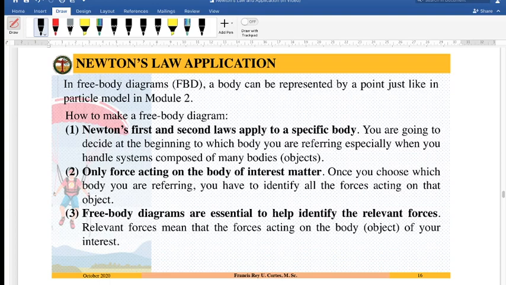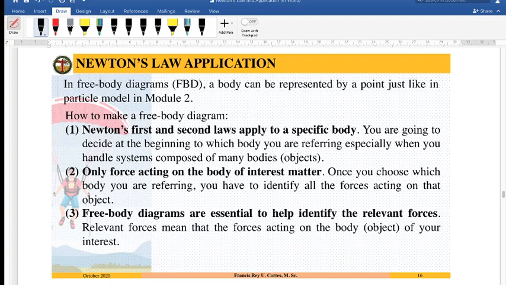So free body diagrams. Just like what we did in kinematics in one and two dimensions, we represented any body by a point, just a single dot, to represent the object. Okay, so that is called the particle model. We got that idea, the particle model, in module 2. So that is the kinematics. Okay, so how do we make a free body diagram?